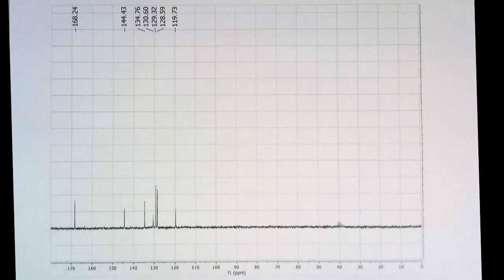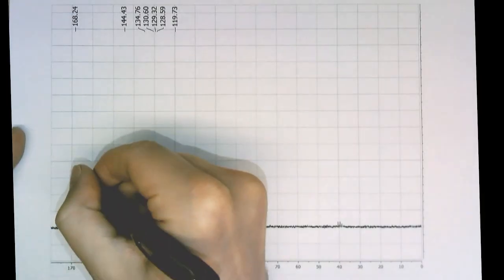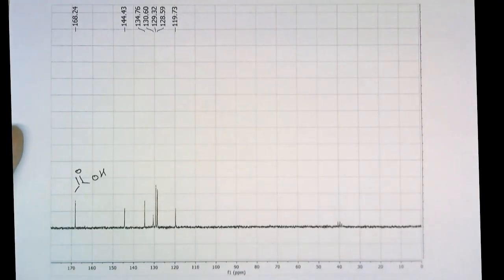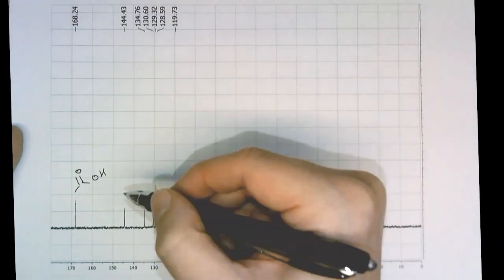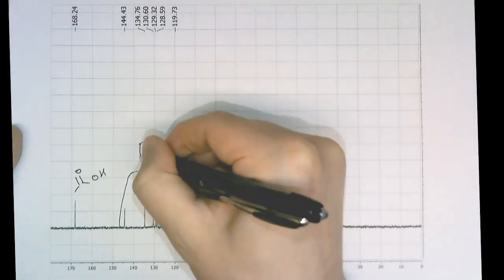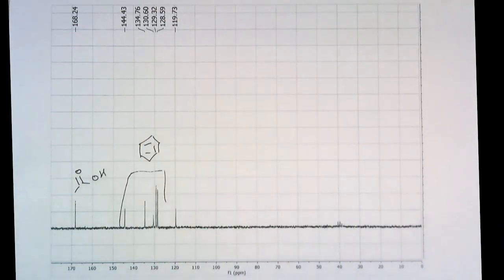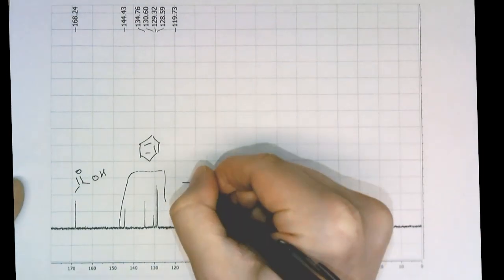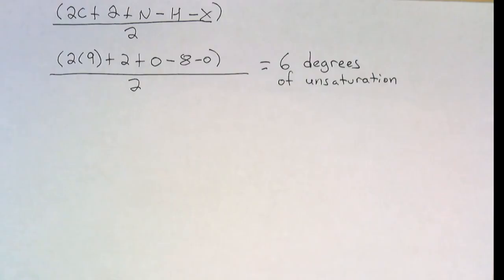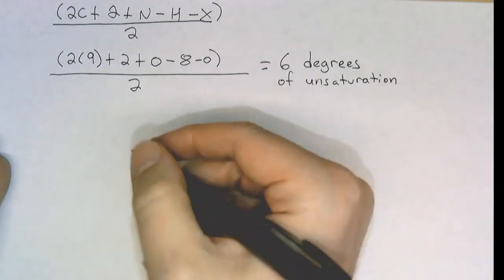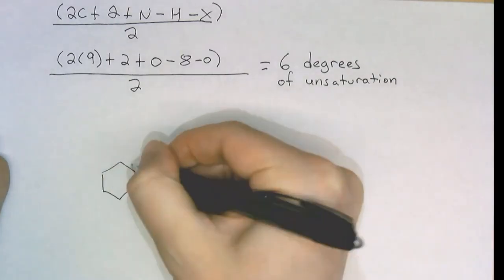Looking at the carbon NMR, the signal at 168 ppm supports the presence of a carboxylic acid carbon. The signals between 150 and 125 ppm are in the range for aromatic carbons. And there's a single signal at 120 ppm, which may correspond to an alkene carbon. Putting this evidence together suggests the following structure.